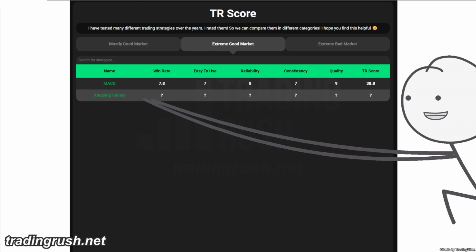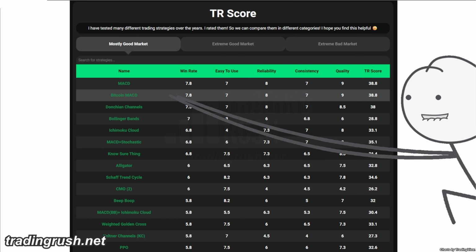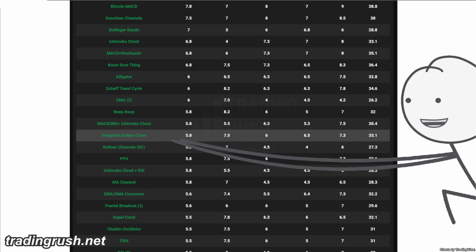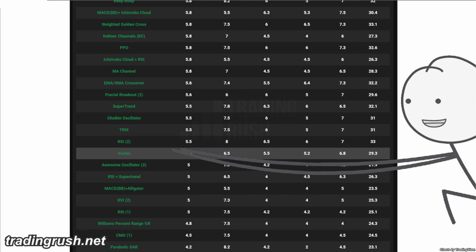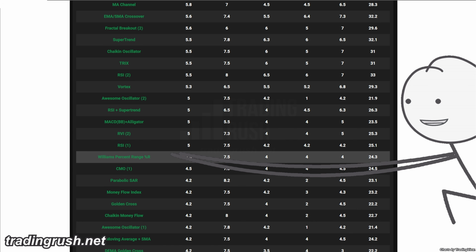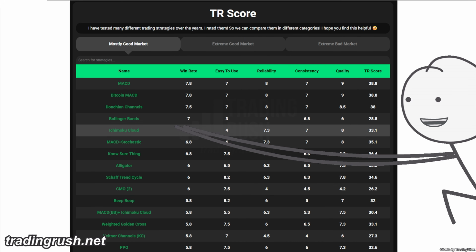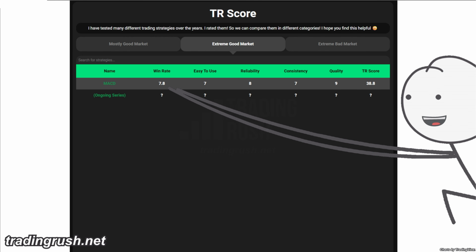And since this is an ongoing series, the thing I am interested in finding out is how many of the previously tested strategies can beat the MACD trading strategy in the extremely good market. I mean, there has to be at least one strategy that will get a higher win rate in the extremely good market than this, right? MACD can't be the king in all kinds of markets, right? So, let's find out in the next video.